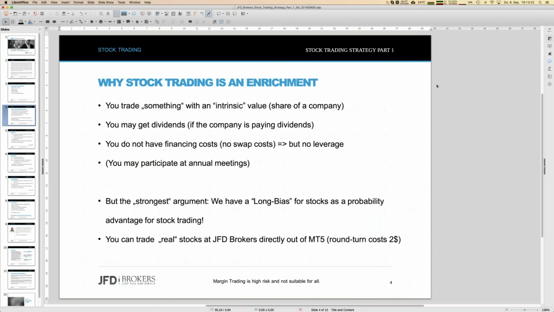The strongest argument to buy real shares, or to buy shares, is that shares have a long bias. Long bias is the intrinsic probability edge, the probability advantage for stock trading. We know that in the long run, all those shares go north. Okay, there are exceptions. For example, Deutsche Bank, I think since 2008, they go south. I'm not 100% sure, but there are exceptions. There are companies who are really losing value. So one of our tasks will be to avoid those kinds of shares, and we will see how to do that. But overall, we have a long bias for shares, for stocks, for stock companies.